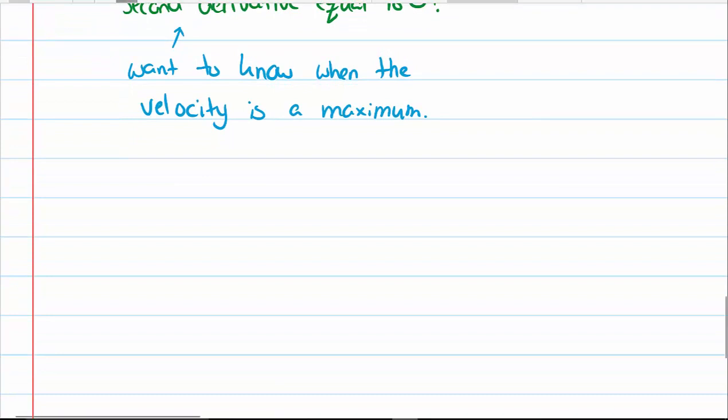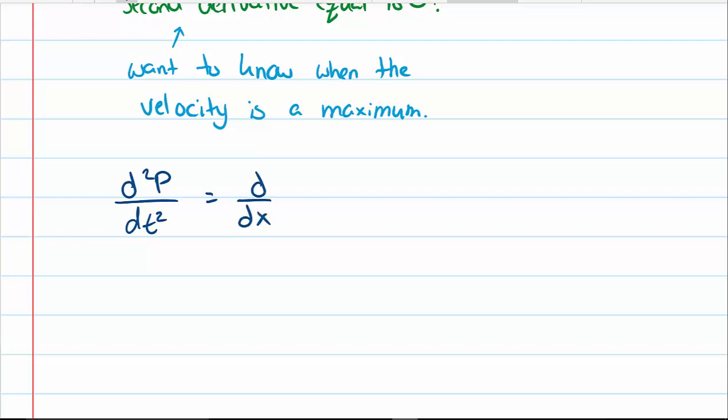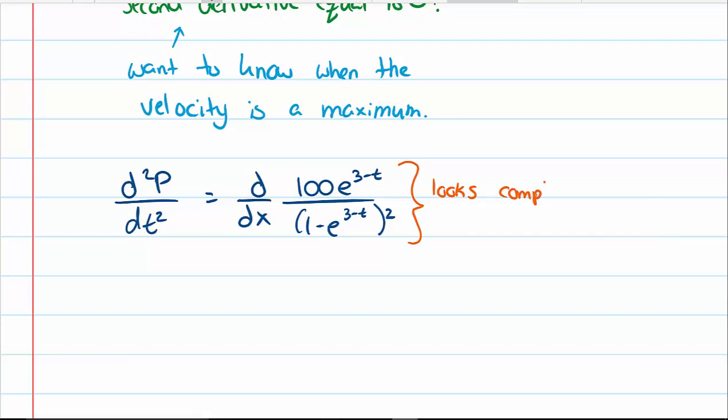All right, so let's go ahead. Let's take the second derivative. So the second derivative of p with respect to time is going to be the derivative of the derivative, right? The second derivative is the derivative of the derivative. Okay? Now this looks complicated. This is not something that I want to take the derivative of.